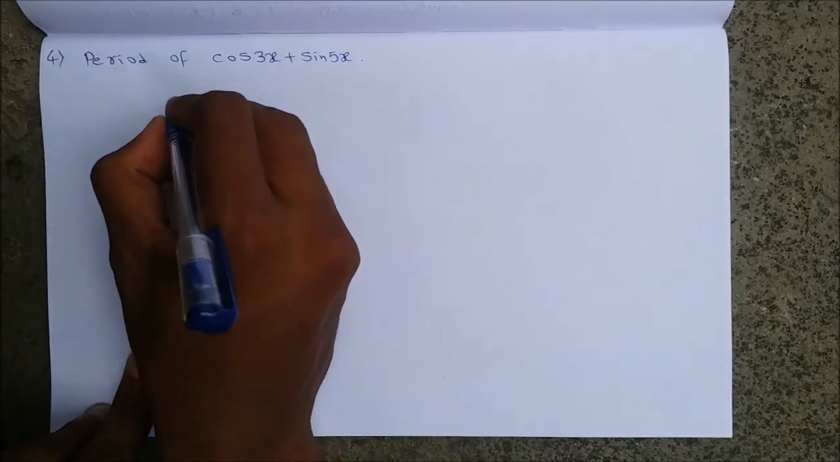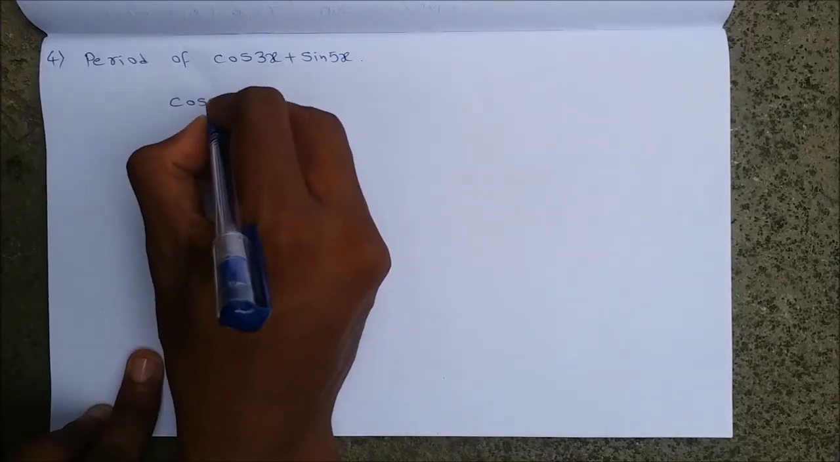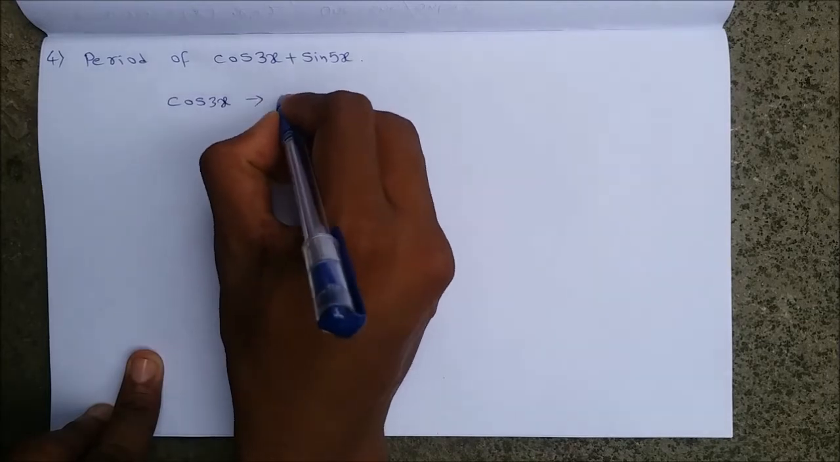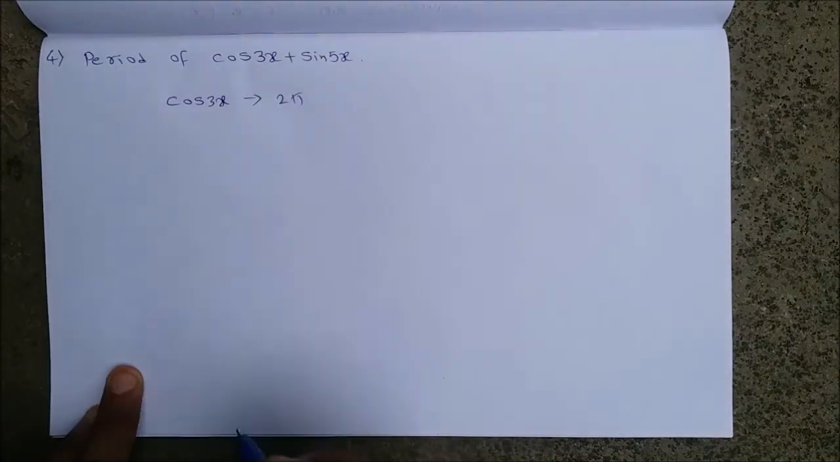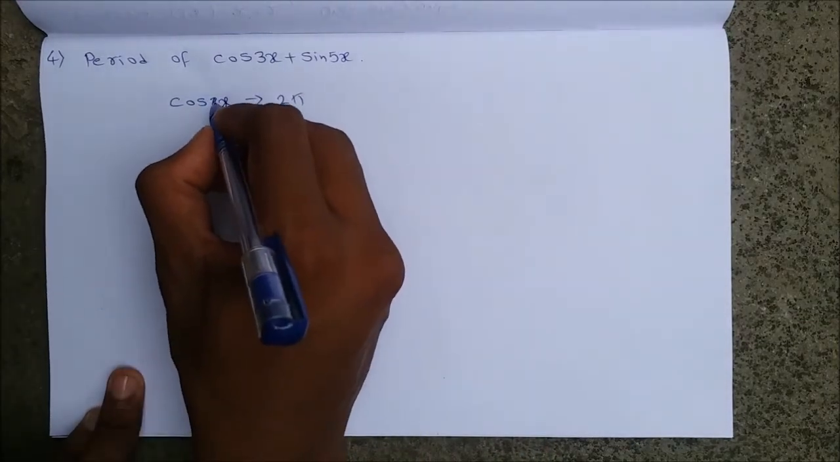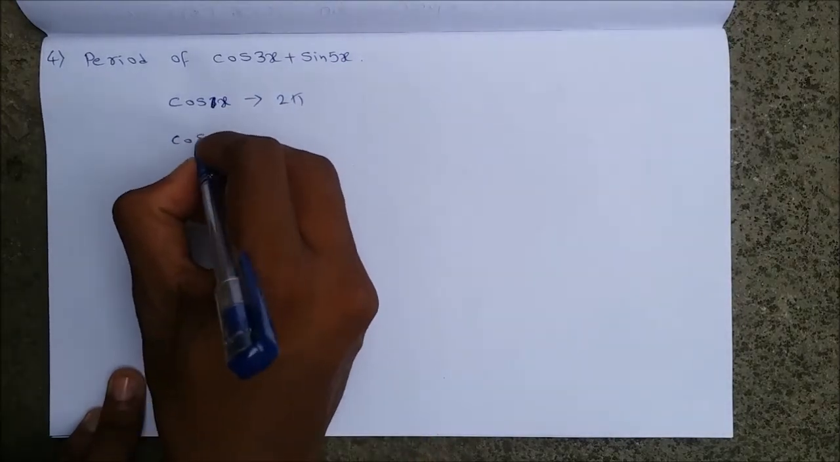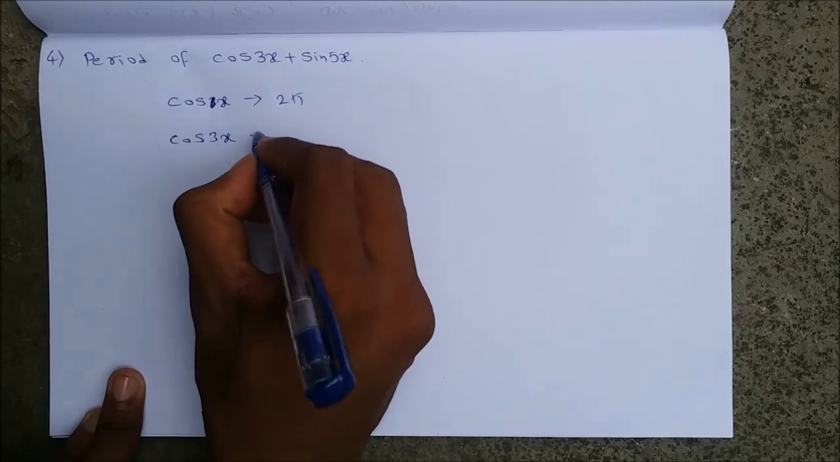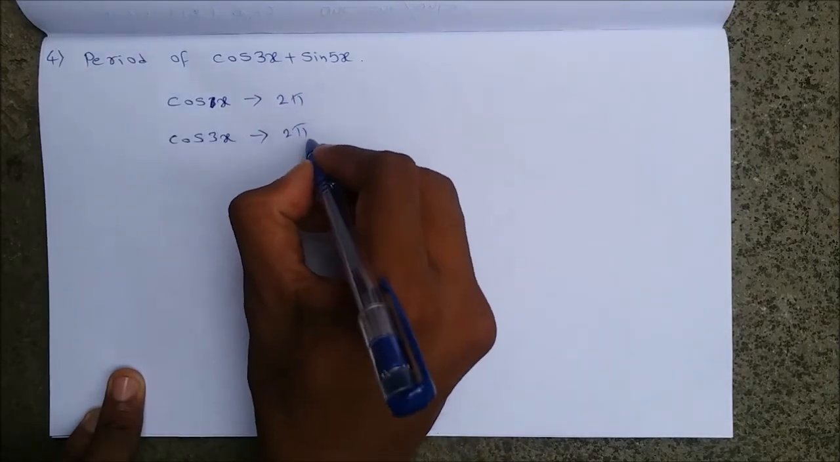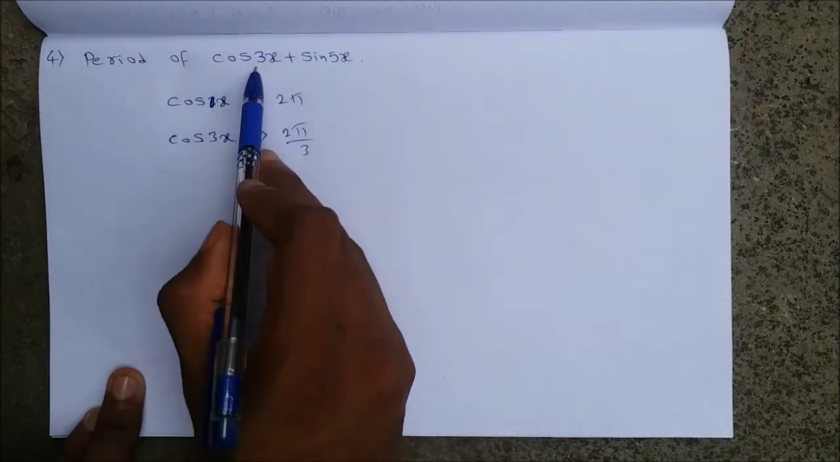Okay, the next question is, what is the period of cos 3x plus sin 5x? Already we know cos x period is 2 pi. Then cos 3x period will be 2 pi by 3. So cos 3x we got.